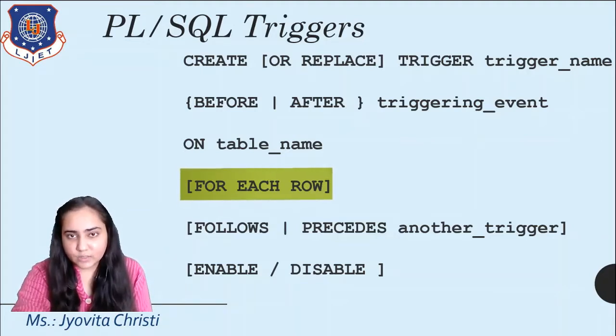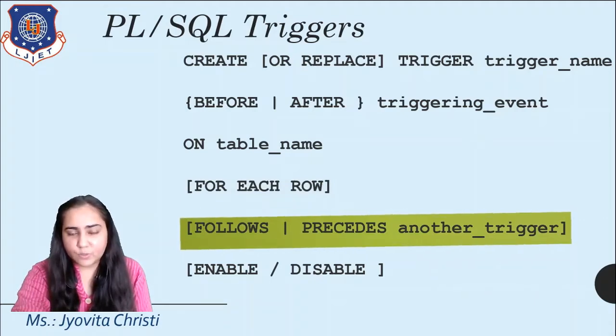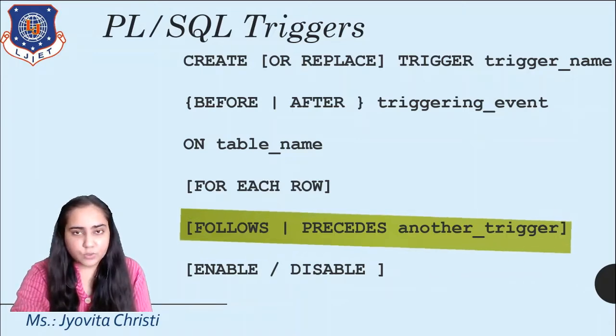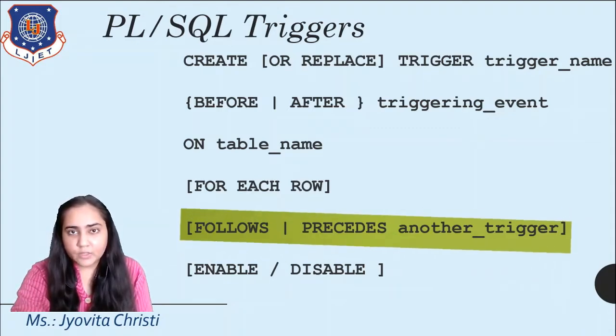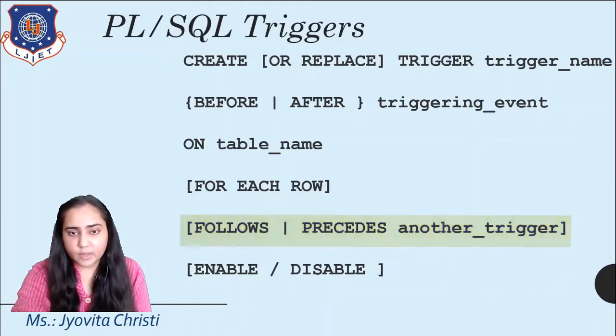But you can also have a statement level trigger, which will get executed no matter how many rows are affected. And it will not execute per row, it will execute per statement that you write in SQL. The next part is the follows or precedes another trigger. So this is where you can link one trigger to another trigger. So if you would like two or three triggers to execute on the same kind of table, then you can mention the follows or precedes condition to show which trigger should take place first and which should take place next.